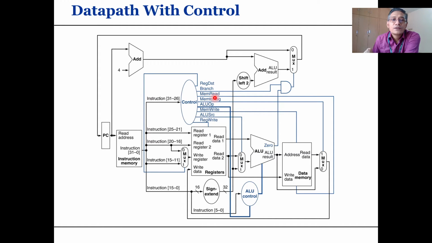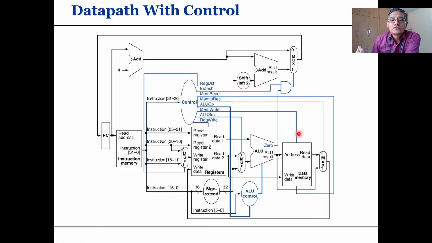Memory read: if you are going to read any value from the data memory, this signal will be initiated. Then memory to register: if you are going to transfer any data from the data memory to the register, this signal will be initiated. It is directly controlled through this multiplexer. Then this thick blue line is the ALU operation, which is 2 bits. In the previous slide we have seen the different codes for the 2-bit values.